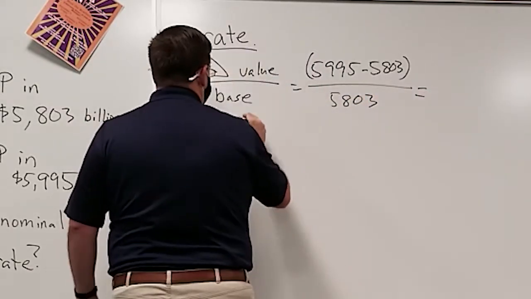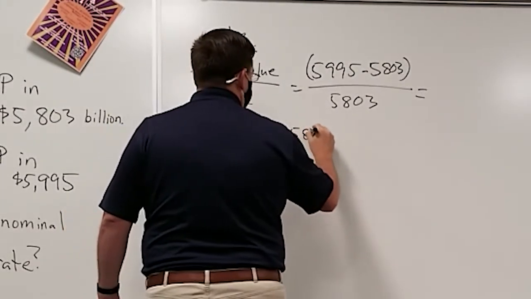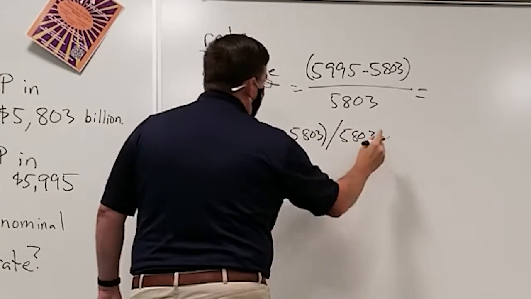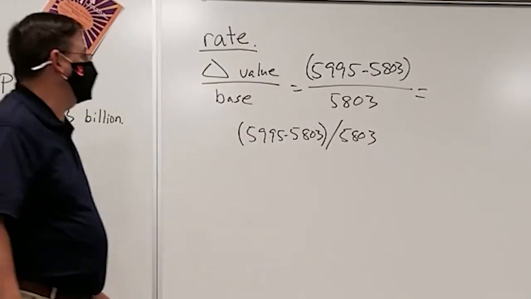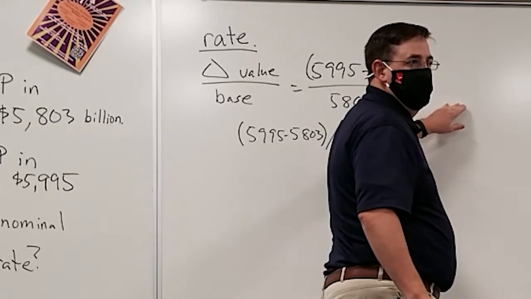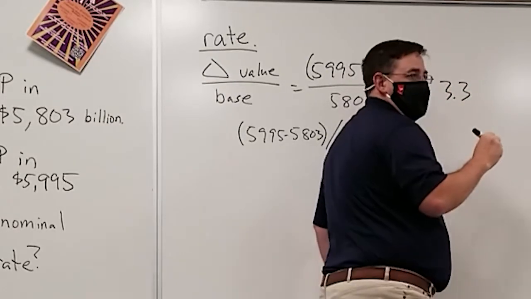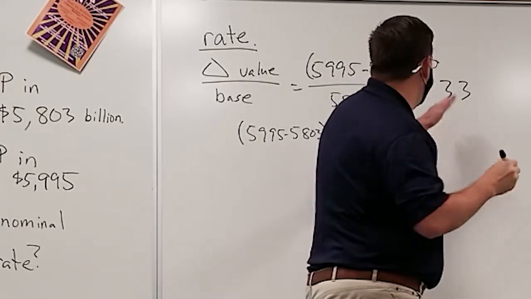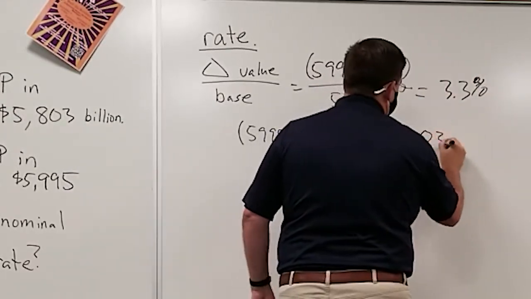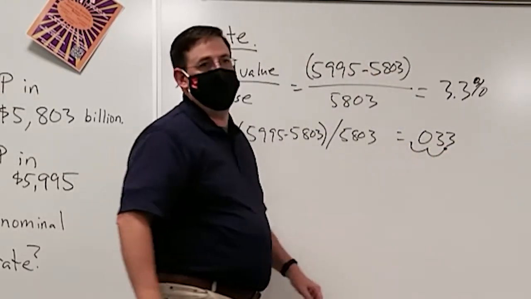When you plug this into a calculator, it's helpful to use the parentheses: 5995 minus 5803, close parentheses, divided by 5803. You can do that all in one phrase, and it'll give you your number. What number do we get? 0.0308. So I got 3.3%. Is that right? Okay, so 3.3%. When you do this in the calculator, you get 0.033, right? Since we're talking about a percent, you just move the decimal two spaces over, and you get 3.3%.